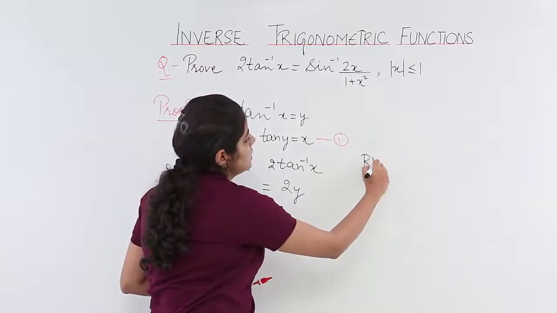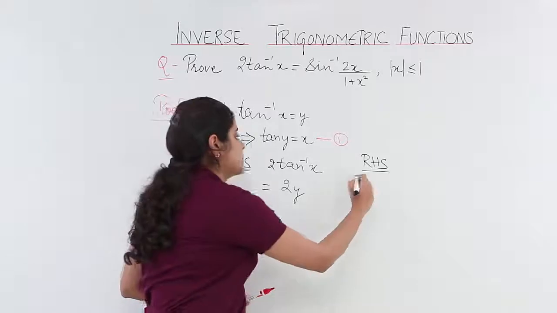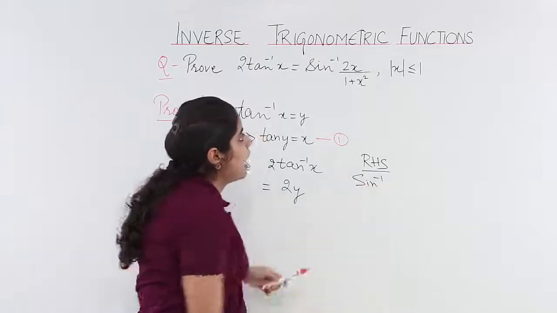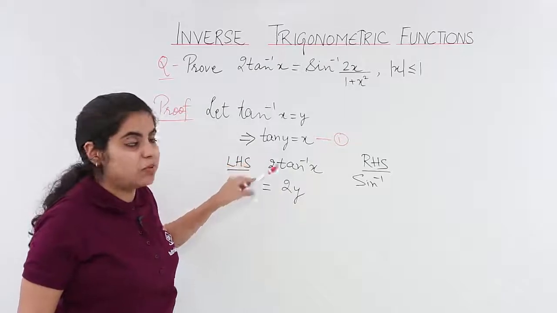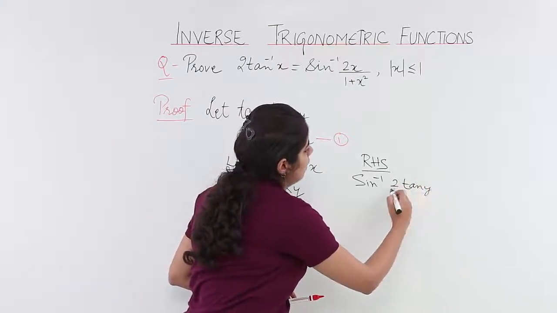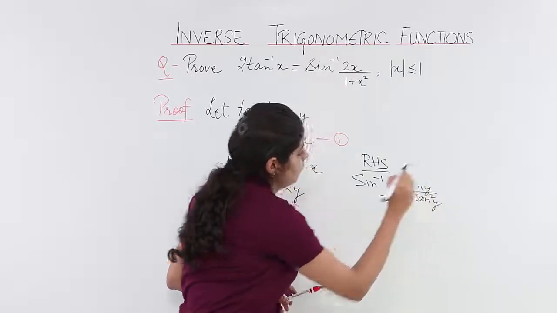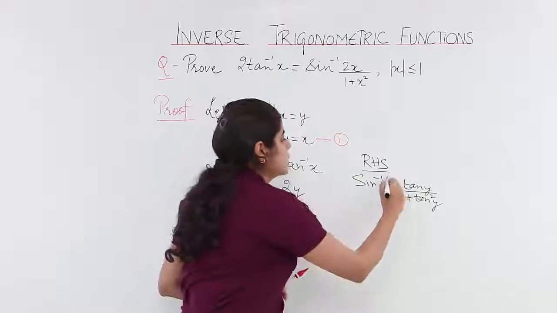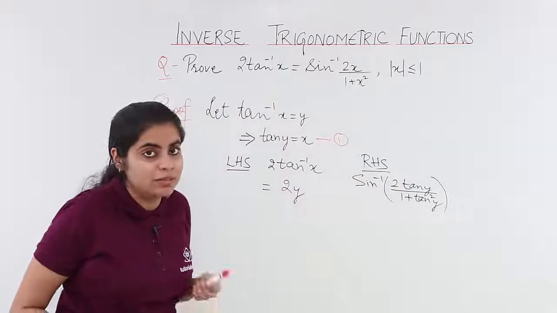Let's do the second part, that is the RHS or the right hand side. So the right hand side is what? I have sine inverse, I write sine inverse, of 2 multiplied by x. What is x? x is tan y from equation 1. So it is 2 tan y upon 1 plus tan square y. Put it in a bracket. So it is 2 tan theta upon 1 plus tan square theta.